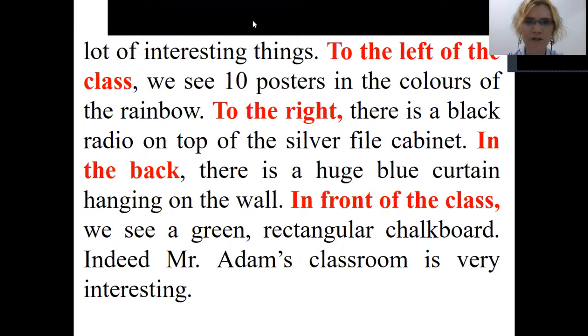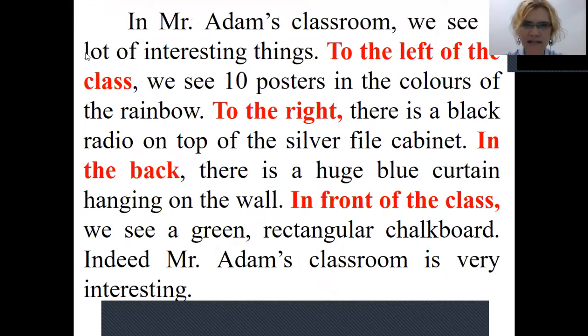So we see here in Mr. Adams' classroom, we see a lot of interesting things. So this is the introductory. This is the topic sentence, right? So it's Adam's classroom. We see a lot of interesting things.